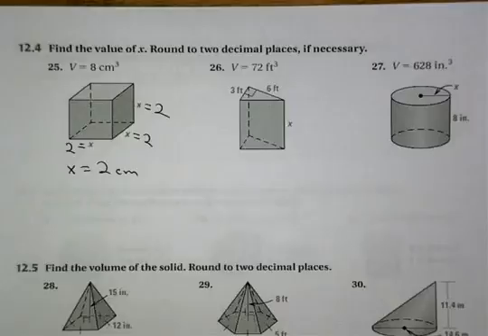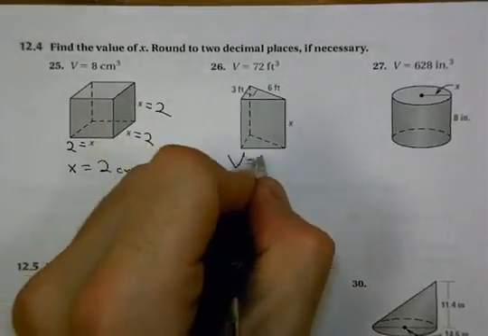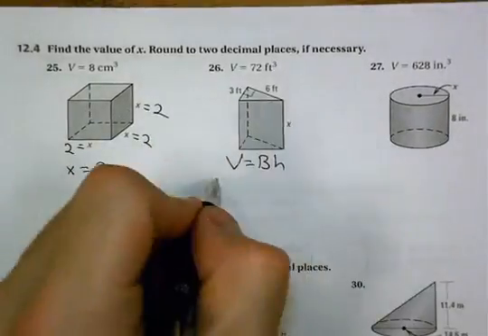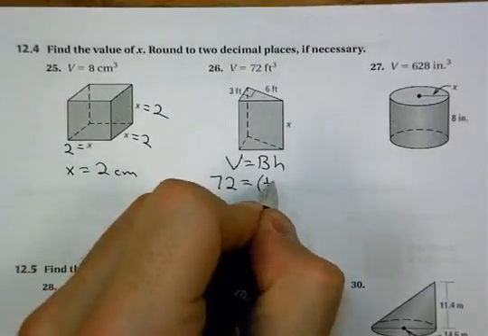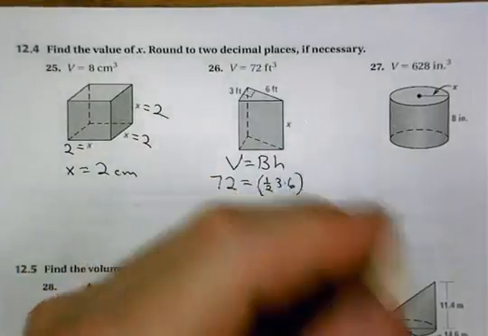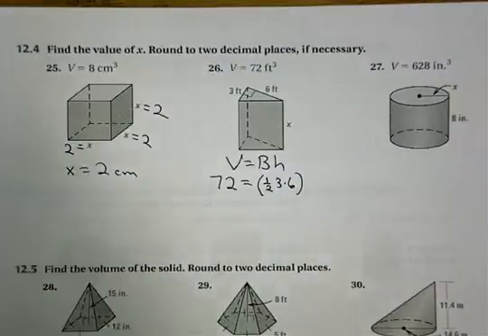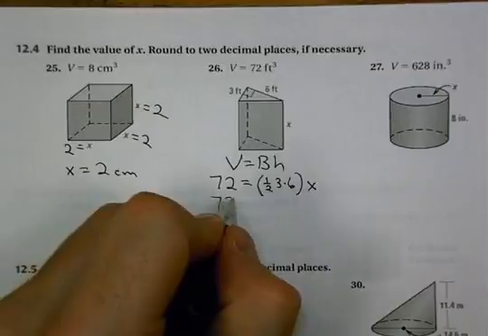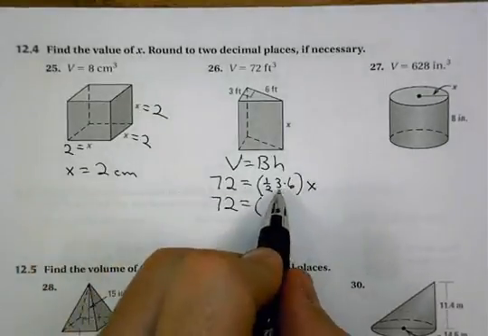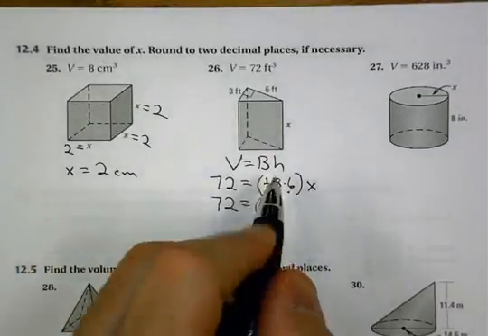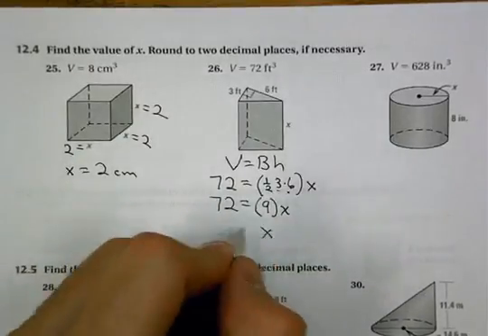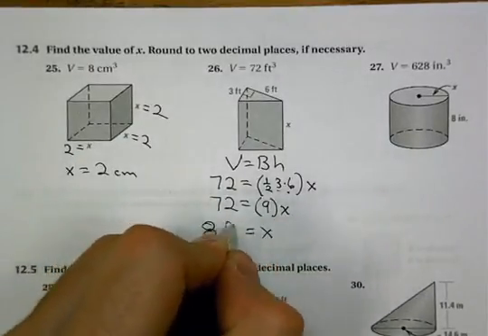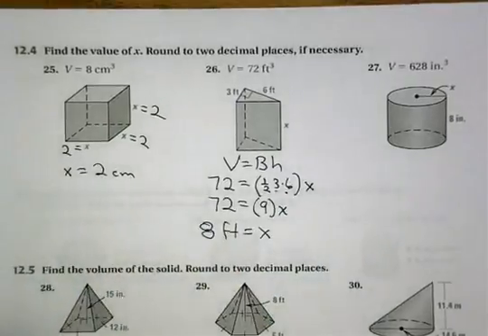Now, we look at 26, where our volume is our base area times height. 72 is our volume. Our base area is 1/2, 3 times 6. Don't forget the 1/2, because we're talking about a triangle, times x, which is our height. So we solve. I get 72 equals, well, let's see. 3 times 6 is 18. Half of that is 9. So 72 equals 9x. And x comes out to be 8 feet.